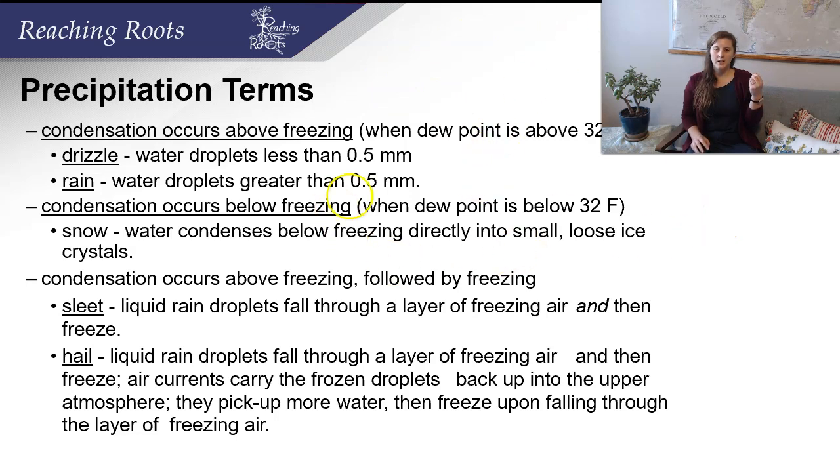Condensation, when it occurs above freezing, say the condensation occurs here, and then as the water droplet is falling to earth, if it passes through a layer of coldness in the atmosphere, that water can then freeze. So that rain droplet became frozen, and now we call it sleet, which is frozen rain.